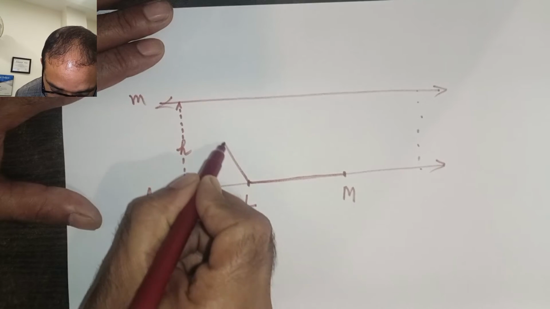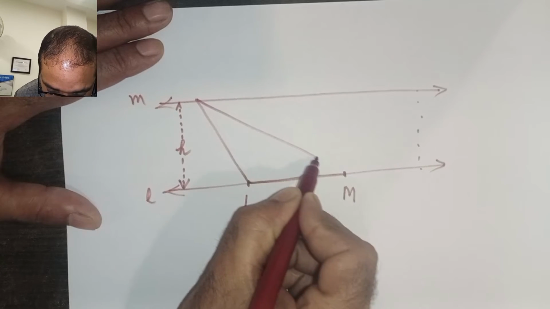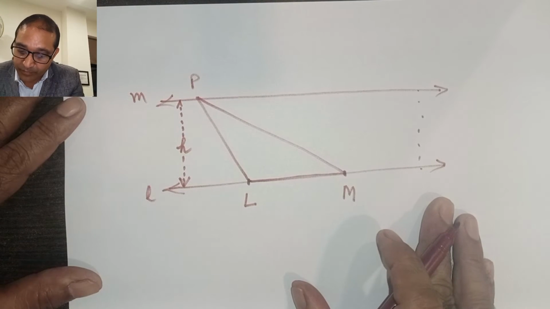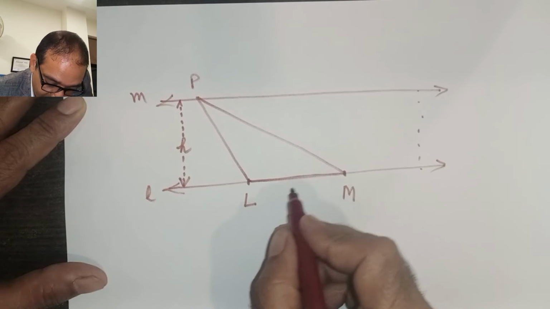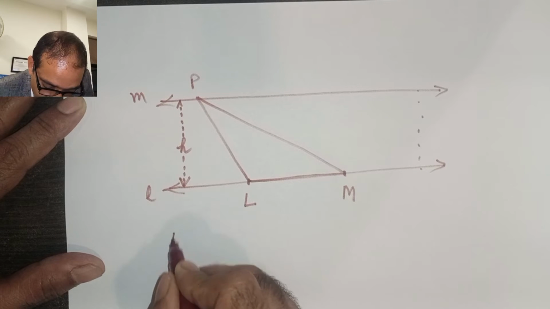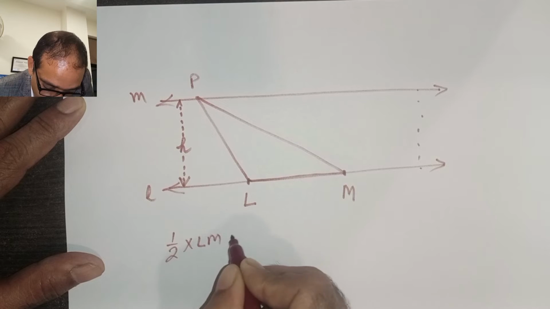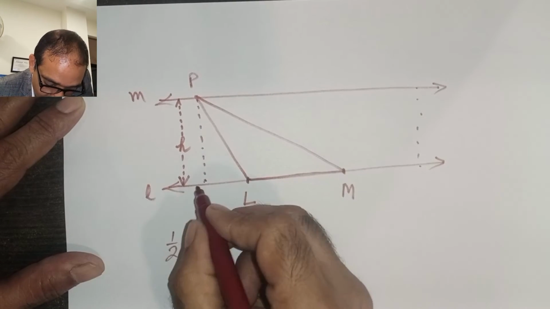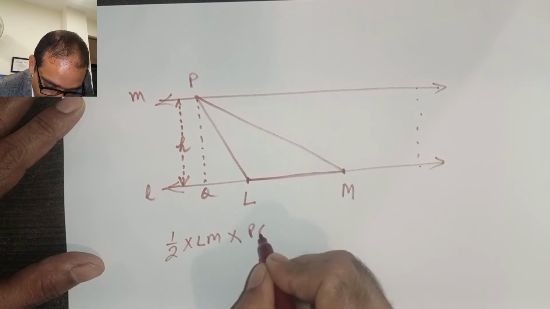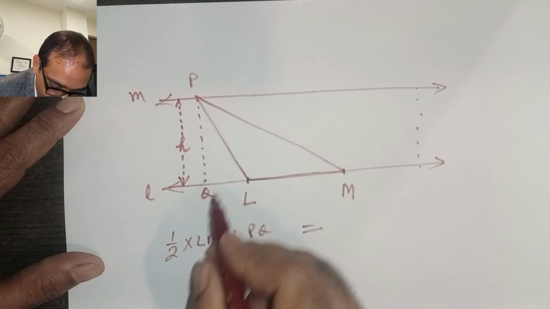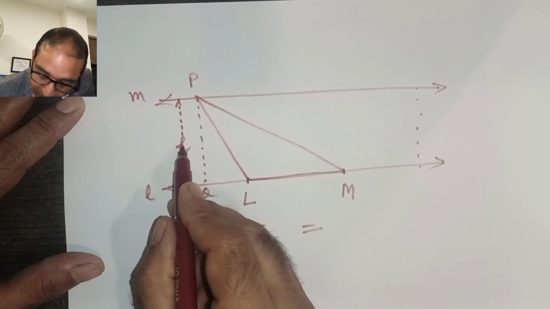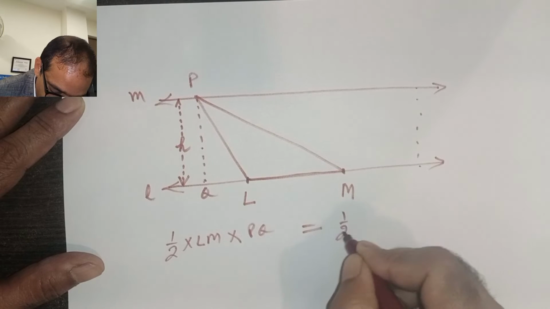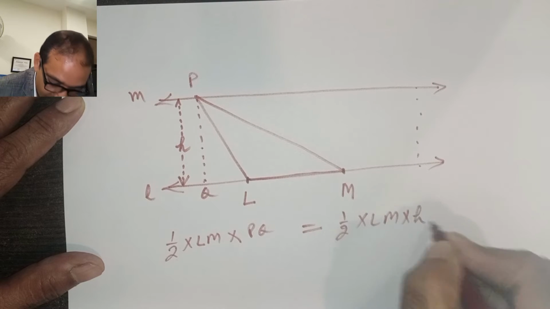Let one of them be PLM. What will be the area of this triangle if we are taking LM as base? It will be half into LM into this altitude PQ. So you can see PQ is equal to H, isn't it? PQ is equal to H. So this is half into LM into H.